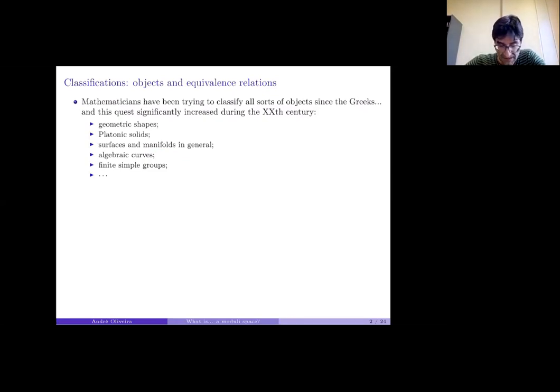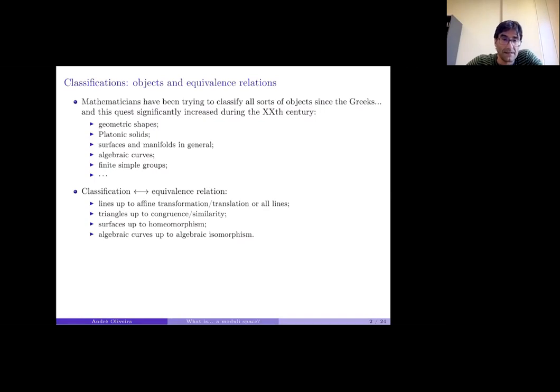So the core of our work is really to classify things, classify objects. To do that, we need to settle an equivalence relation. We need to say with what respect we are classifying things. So for instance, we can classify lines up to affine transformation, or just up to translation, or just classify all lines. I'm going to be more precise about all this in a few moments. We can classify triangles up to congruence or just up to similarity. We can classify surfaces up to homeomorphism or curves up to algebraic isomorphism. So we have to settle an equivalence relation to start classifying things.